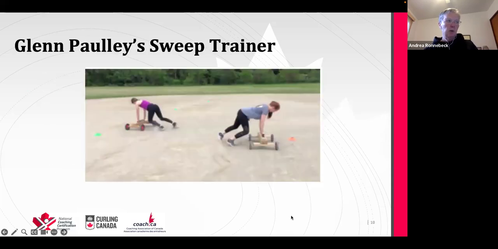So this is Glen Polly's trainer. You can see that it's a device on wheels. It's got 2 handles on it, and then the athlete bends over, and you can see here just kind of what the footwork is, kind of over in front and behind, in front and behind. And you can also see that the core strength is really employed in this.